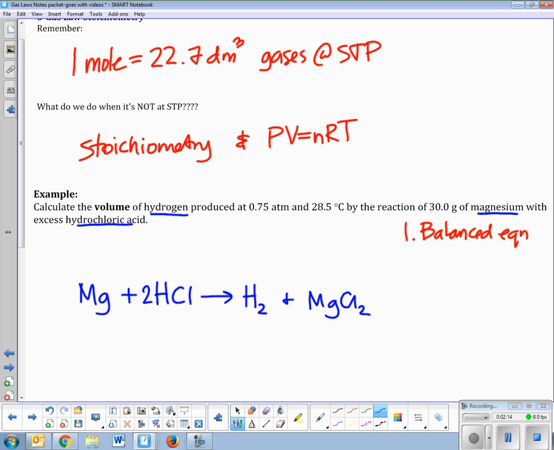So now I want to look at my knowns and my unknowns. Calculate the volume, so there's my unknown of hydrogen. Under the hydrogen, I'm going to put a question mark and volume units. Because it doesn't specify, I'm going to use decimeters cubed, because that's what my equation and everything will give me. Now, the other numbers given are pressures and temperatures, and those aren't going to be in the stoichiometry part. They're going to go with your ideal gas law when you get to that point. And then our other number is 30 grams of magnesium, so under magnesium, 30.0 grams.